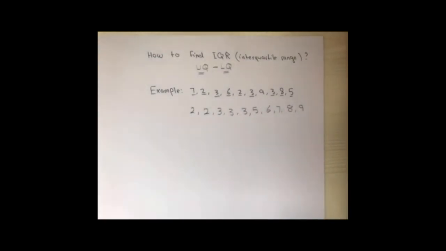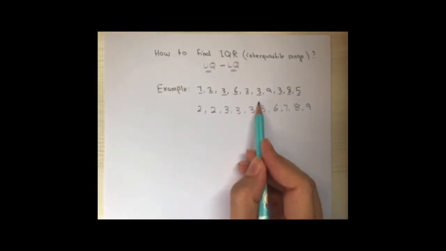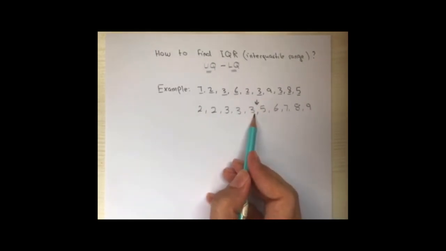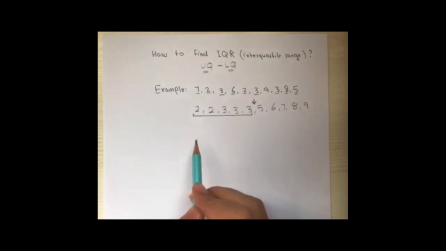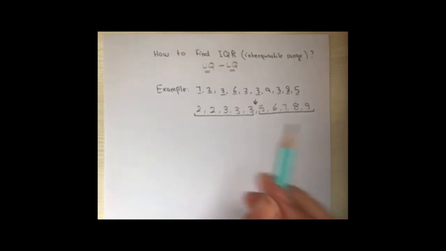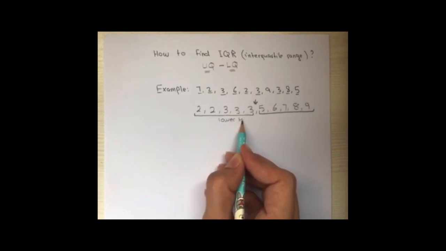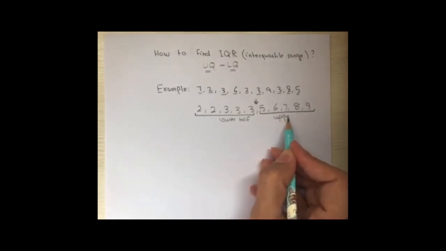Now we have to find the lower half and the upper half. So the median, or the middle number of the data, is here. This is the median, and the lower half is from here to here, and the upper half is from here to here. This is the lower half, and this is the upper half.